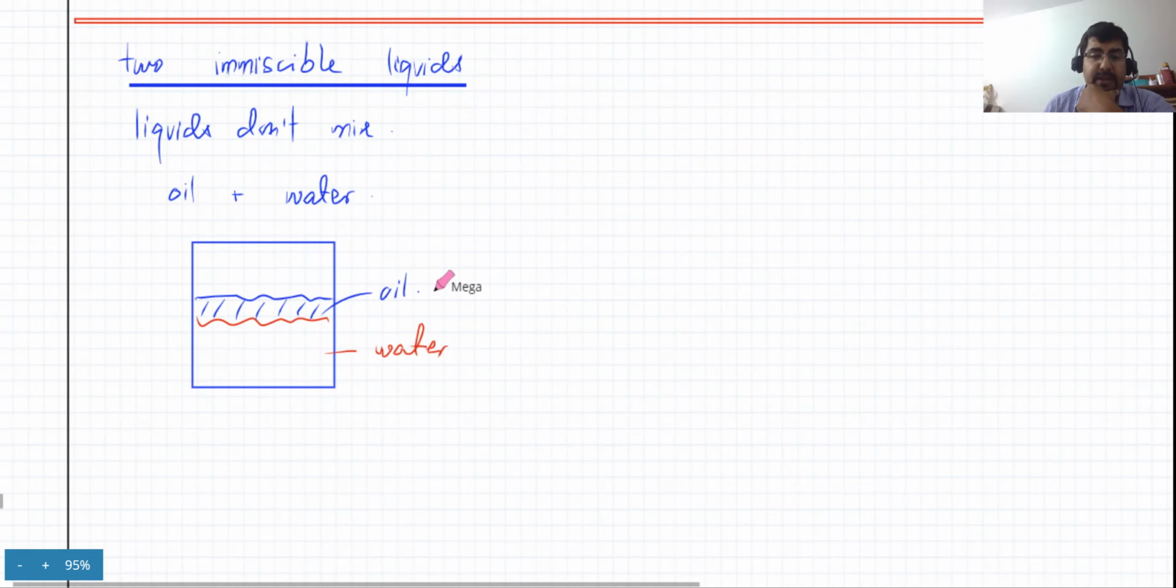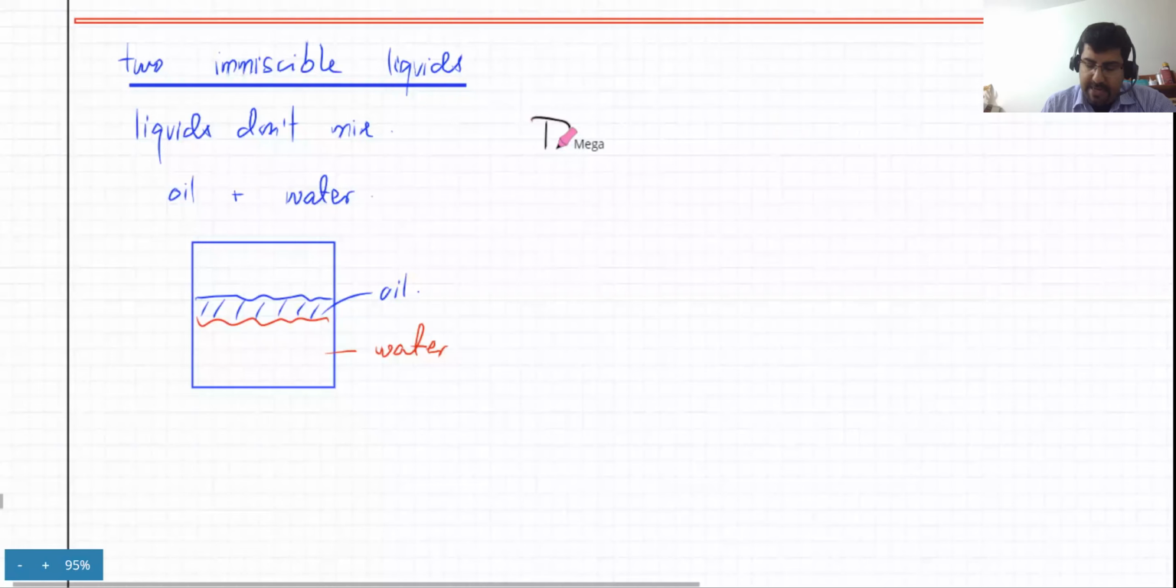Usually molecules don't mix when they don't attract each other. So oil and water don't really attract each other, which is why they don't mix. Now to separate them, there are two ways. There's actually one way, but there are two separate apparatuses that you could use. The method is decanting.